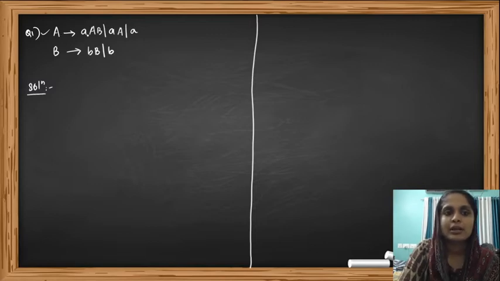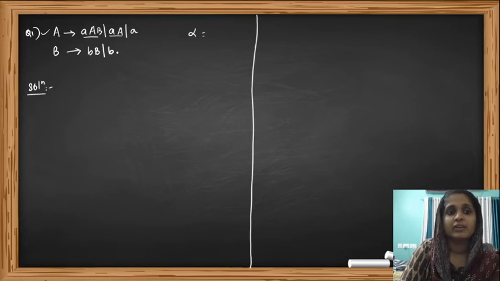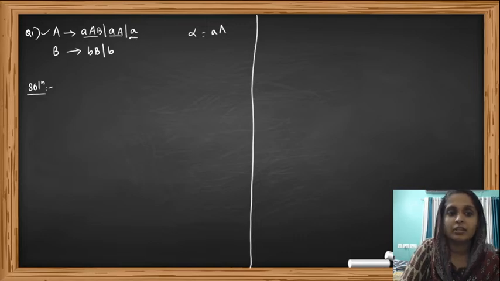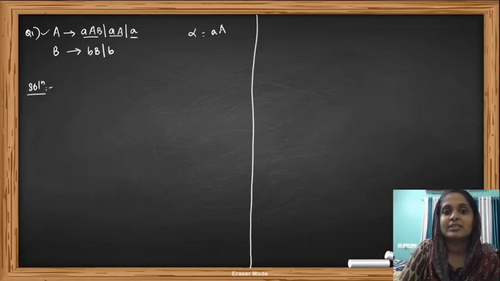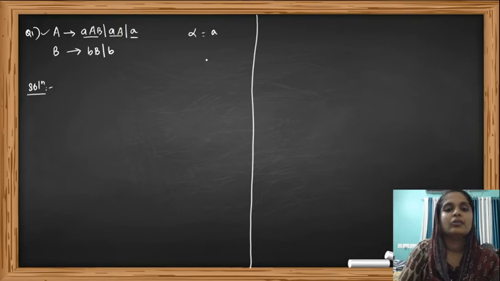In the A production, there are three terms, AAB, AA and A. So what will be the value of alpha? Here, if we just consider the first two terms, we can say that alpha will be AA. Or if we are considering all the three terms, we can say that alpha is just A only, right? So we can choose whatever we like. We can either take alpha equal to AA, or we can consider alpha as simply A. I will take both the cases and show you. But in the exam, you have to consider only one case and do the answer.